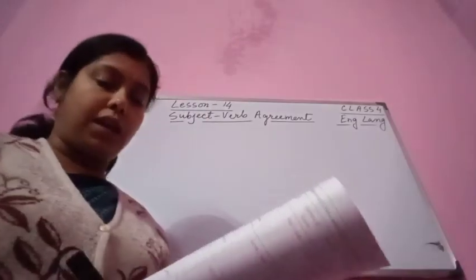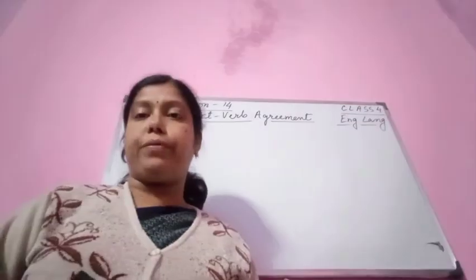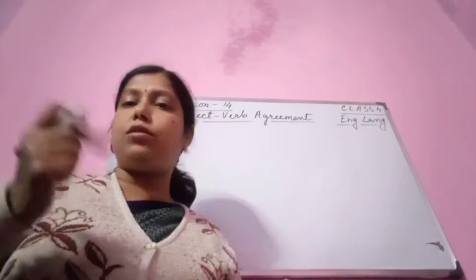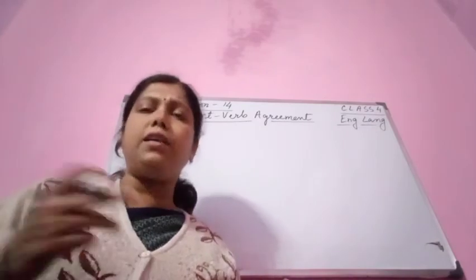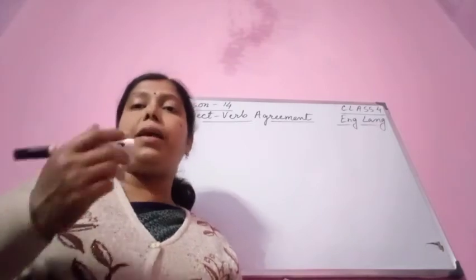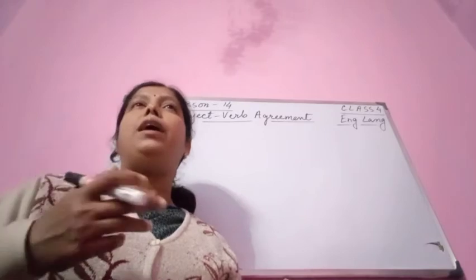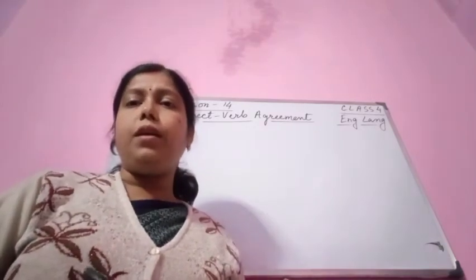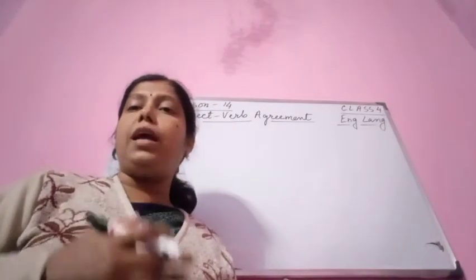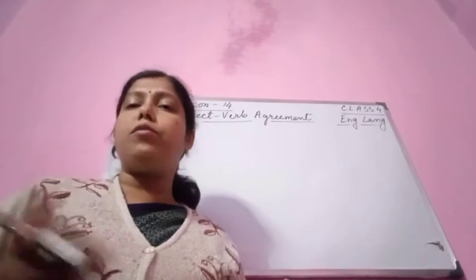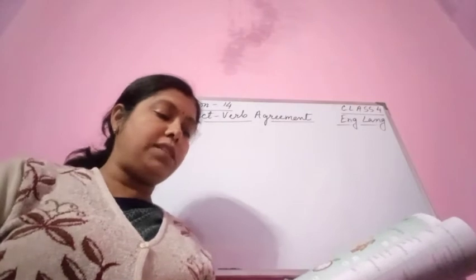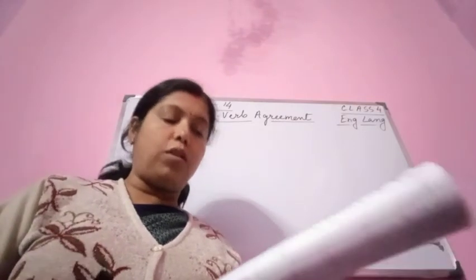A singular subject always takes a singular verb. Like, he is a good boy. Here the singular subject he means one person. We are talking about any boy. He is a good boy. So you see the verb is also singular. If I change it into plural, it will become they. They are good boys. This will change into are. They are good boys. So you see here, a singular subject always takes a singular verb and a plural subject always takes a plural verb.